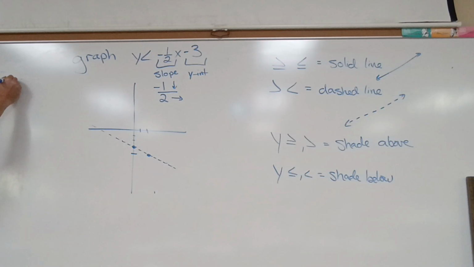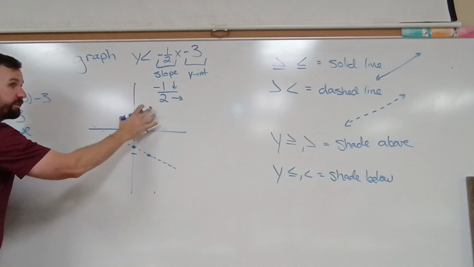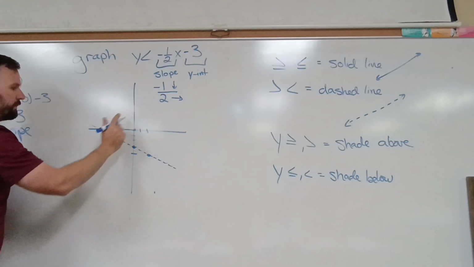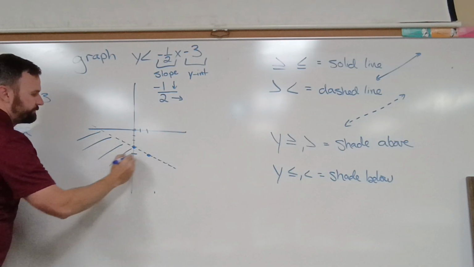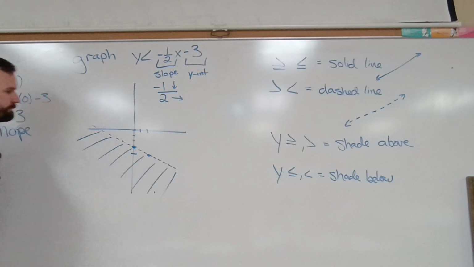So I'm going to plug in 0, 0. I'm going to do 0 is less than negative 1/2 times 0 minus 3. So 0 is less than negative 3. Now remember, negatives are smaller than 0. Is that true? Nope. If it's not true, am I going to shade on this side? No. But this side, it would have been true. Okay?